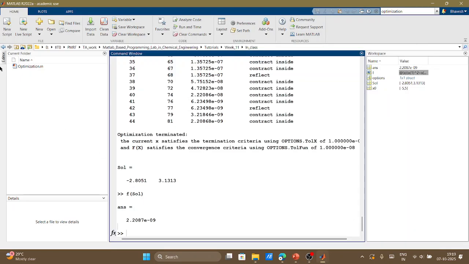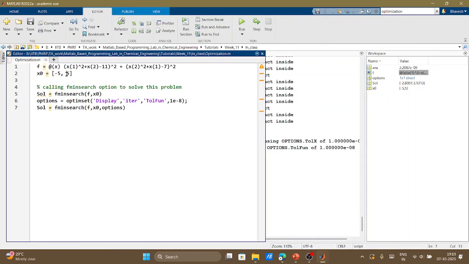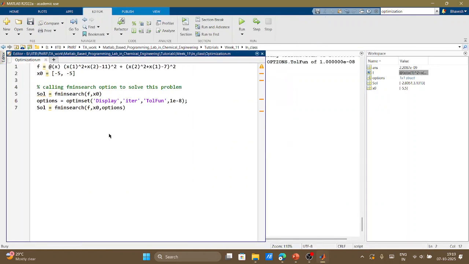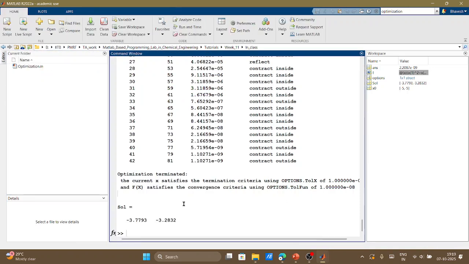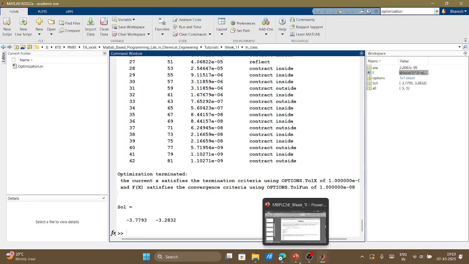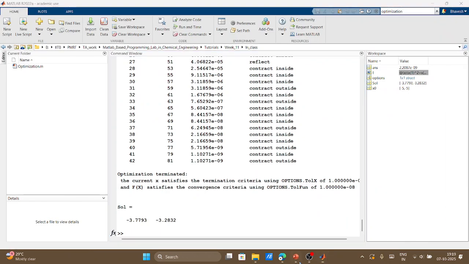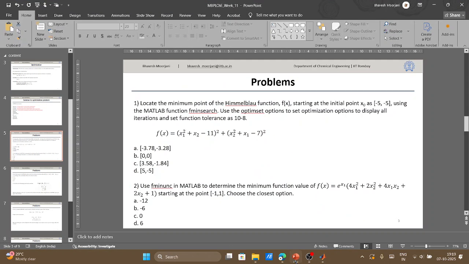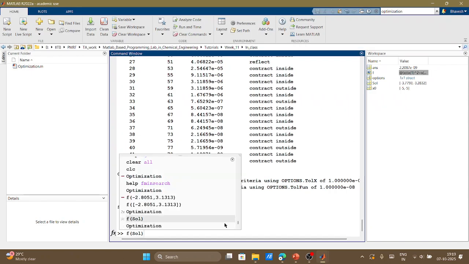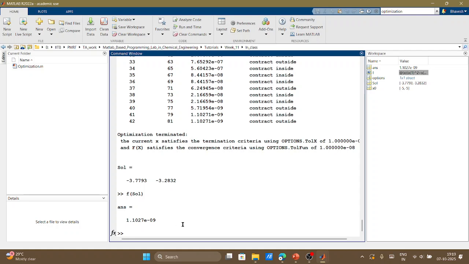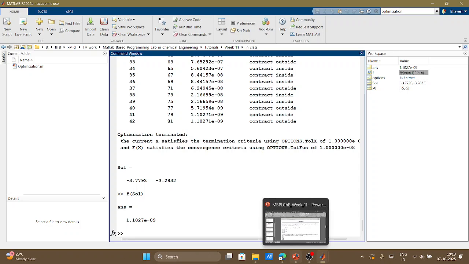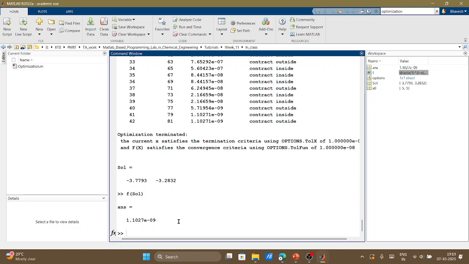What options I have given? Yeah, sorry. If I take both minus 5, then I'm close to this value, 3.779, so 78 and 3.28. So for optimization, initial guess will also give you a different result, right? So the function value at this particular point is also 10 to the power minus 9. So this function has a multiple local minimas, out of which the closest to the initial guess point value is provided to us.